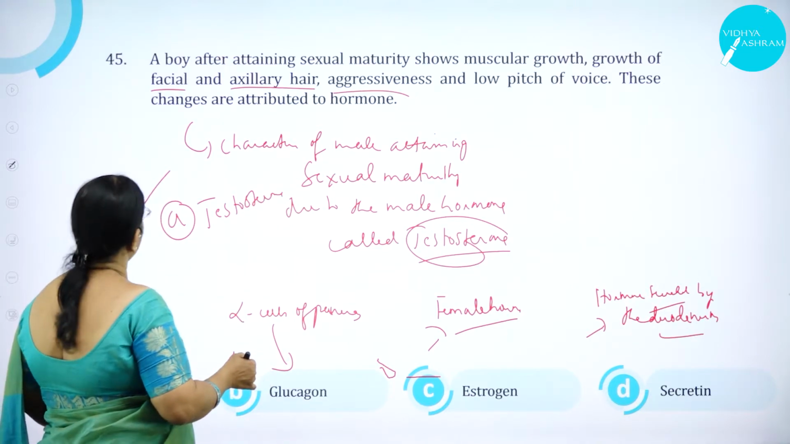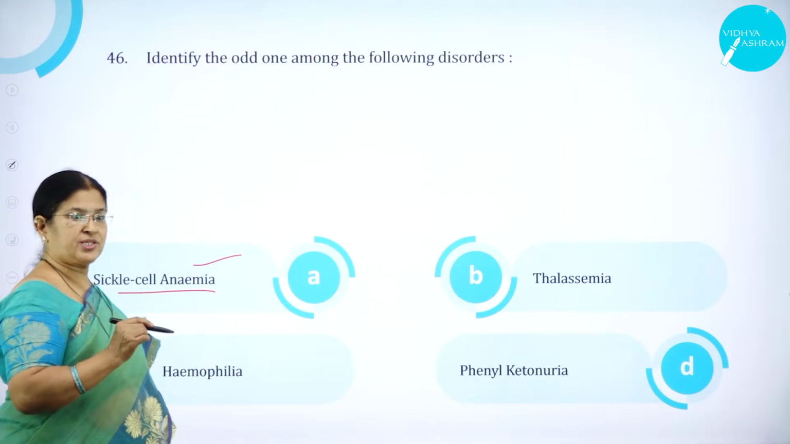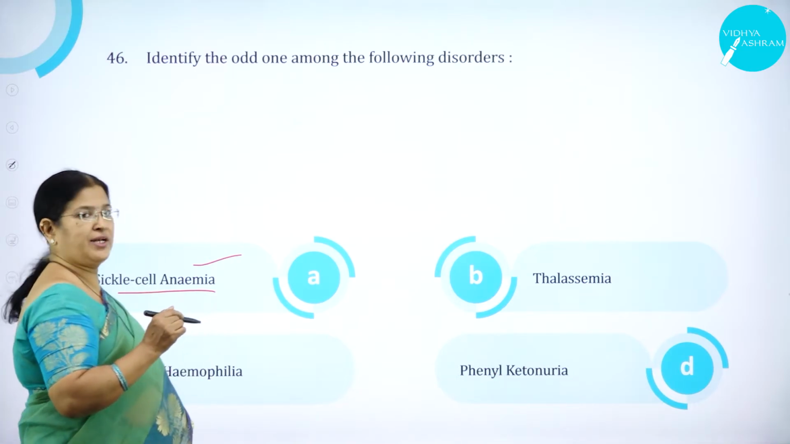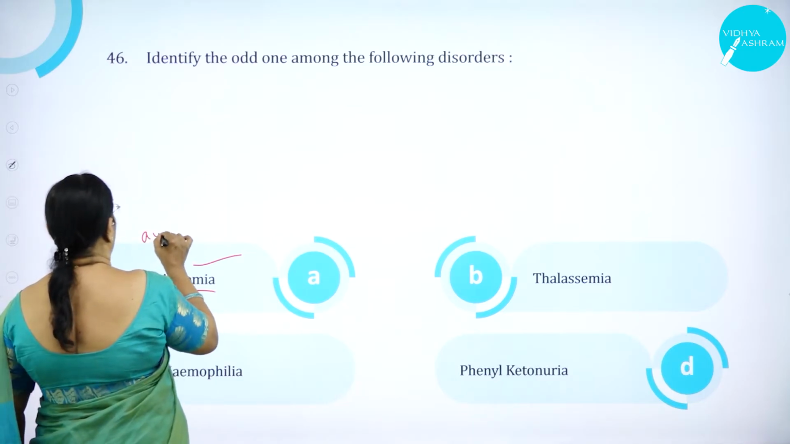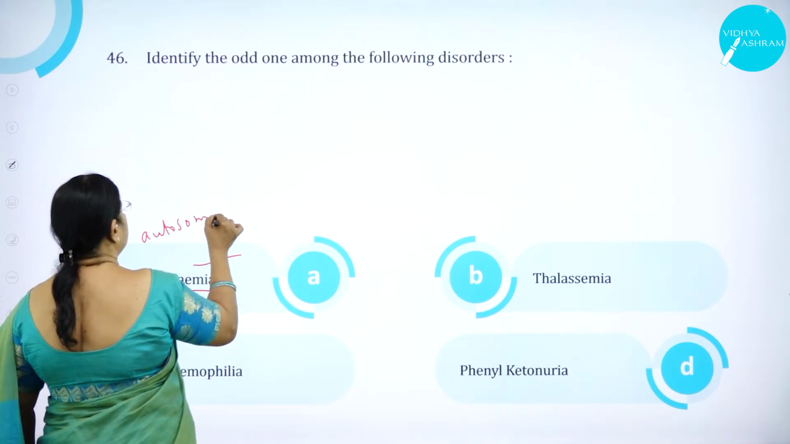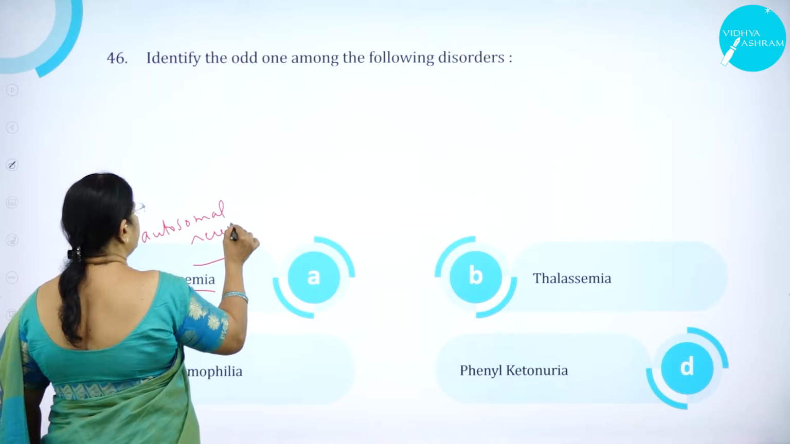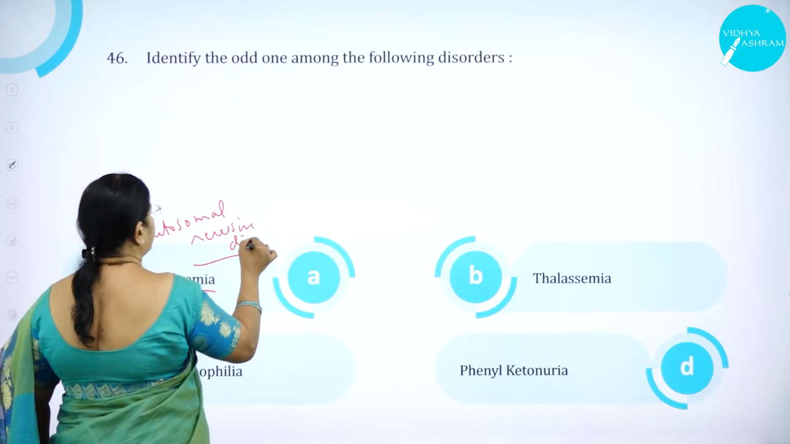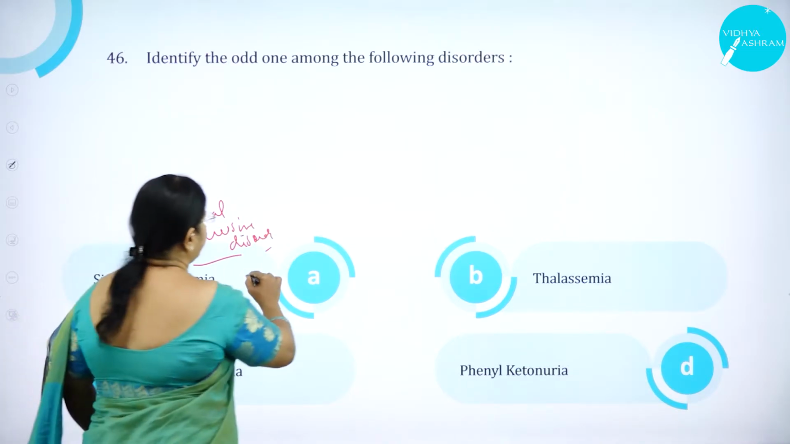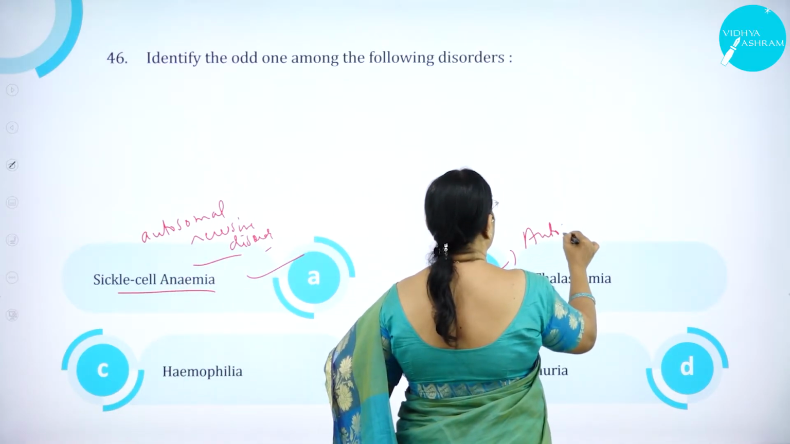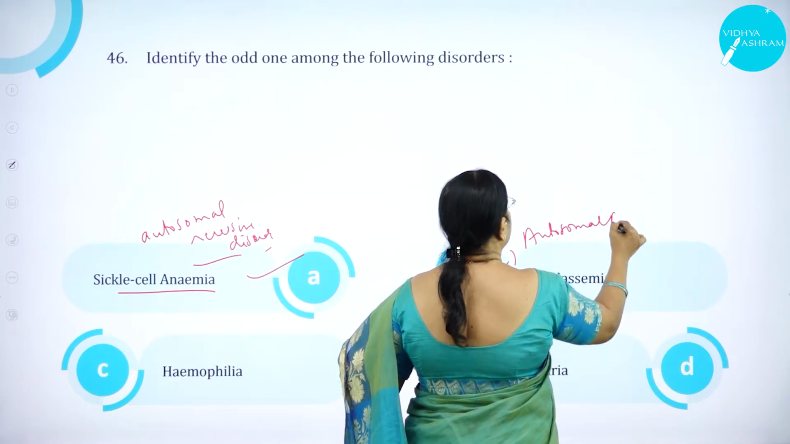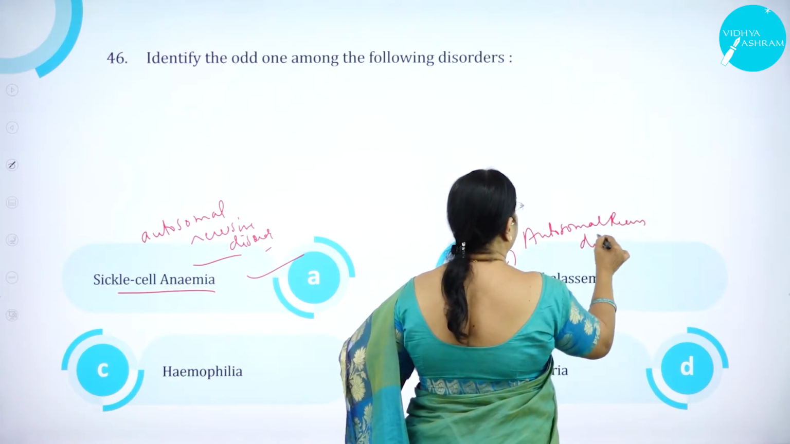Right. Moving on to the 46th question. Identify the odd one among the following disorders. Sickle cell anemia is an autosomal recessive disorder. Correct. Thalassemia is again an autosomal recessive disorder.